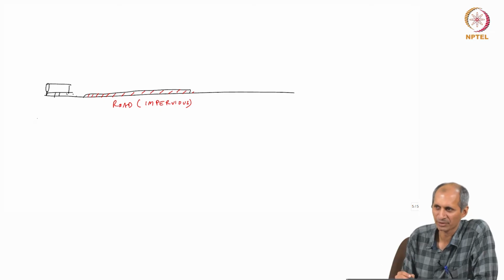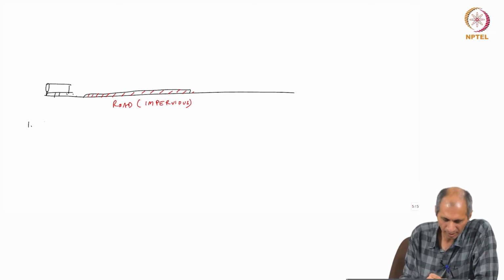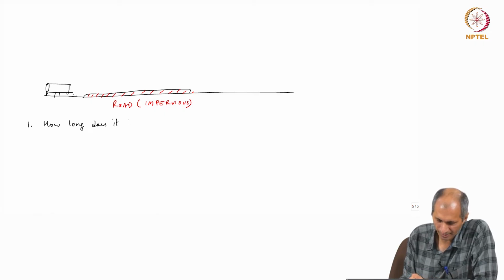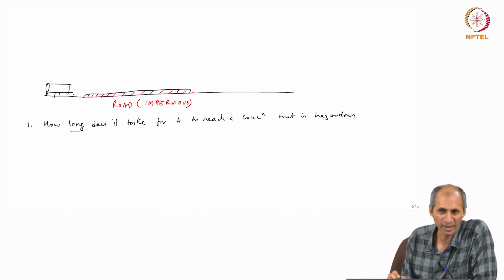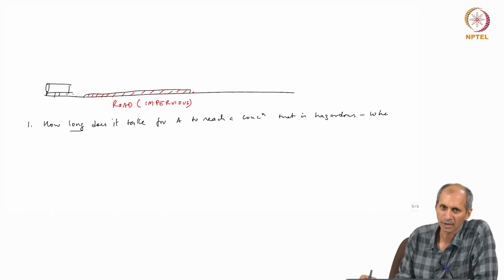So, the problem has to be posed like that. So, it is where. Your question is how long does it take for A to reach a concentration that is hazardous. This is incomplete. You are talking about how long, but the next question will be where is it, where. So, essentially we are asking rho A1 as a function of time and space.